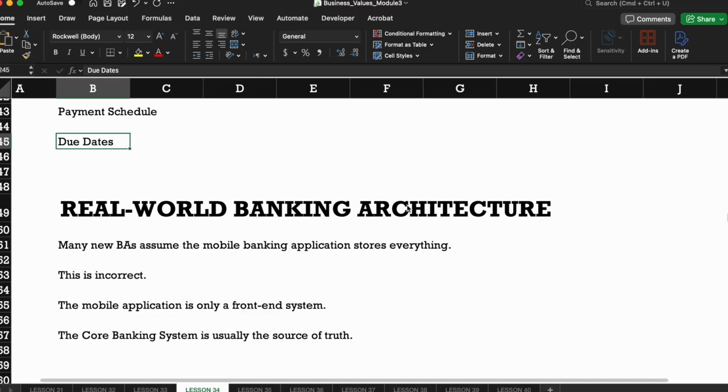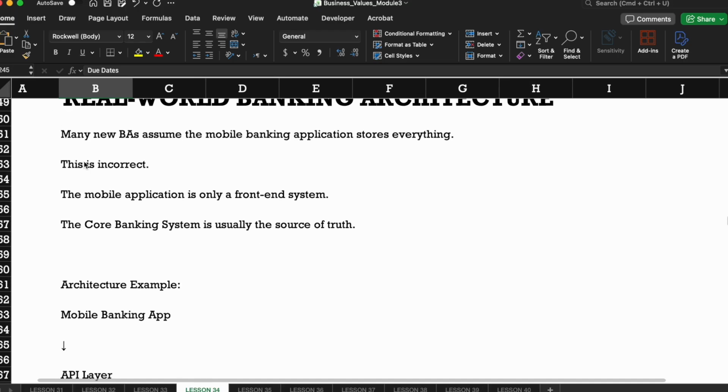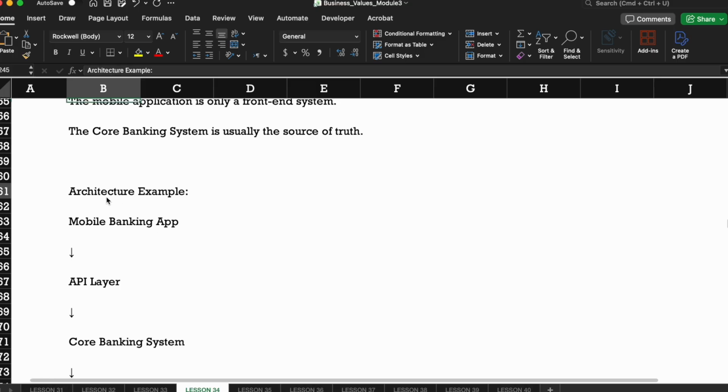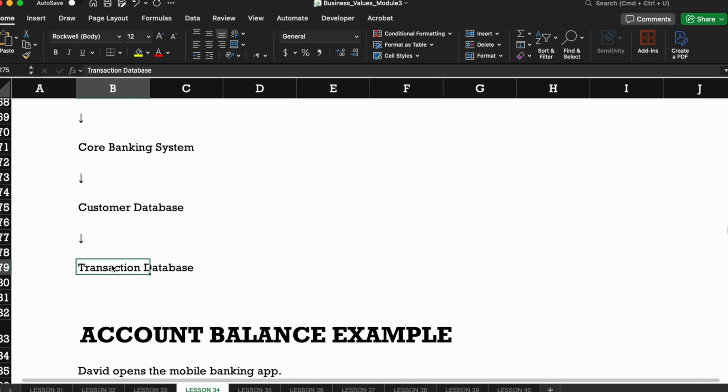Real-world banking architecture. Many new BAs assume the mobile banking application stores everything. This is incorrect. The mobile application is only a front-end system. The core banking system is usually the source of truth. Architecture example: mobile banking app, API layer, core banking system, customer database, transaction database.